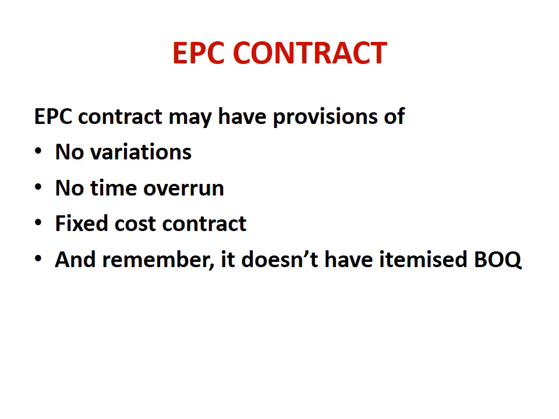Now an EPC contract may have provisions sometimes, and let me tell you, it is many times, that no variations will be permitted, no time overrun will be allowed, and this will be almost a fixed cost contract. And remember, it doesn't have an item-wise BOQ, so an itemized bill of quantity is not available. In fact, because we don't have the designs and drawings, we can't prepare a BOQ, so that's why it doesn't have any BOQ.